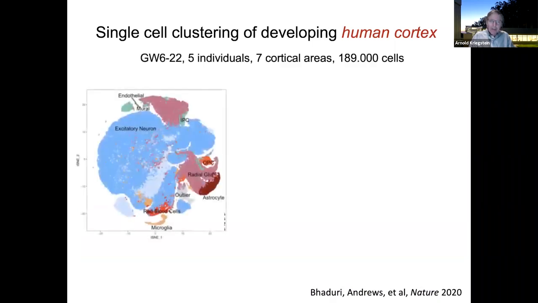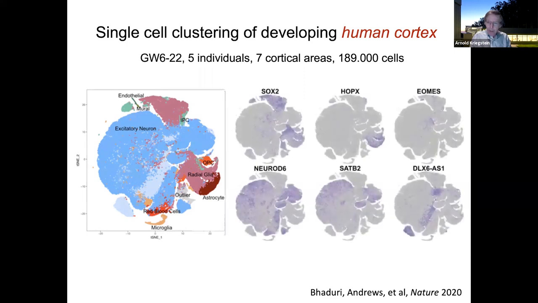So in terms of single cell sequencing, we looked more carefully at the composition of these organoids over time. And we were able to get, as shown here, I'm sorry, this is the fetal tissue first. We were able to get 5 donated samples ranging from gestation week 6 to 22, which covers the period of peak excitatory neurogenesis over 7 cortical areas. And in total here, about 189, almost 200,000 cells from primary tissue.